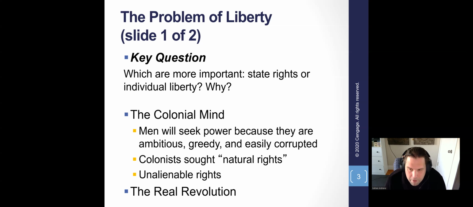Should it be the federal government? What should go in that regard? So, again, to provide some of that initial context, you have to understand what the individuals living in the colonies thought about government in general, right?